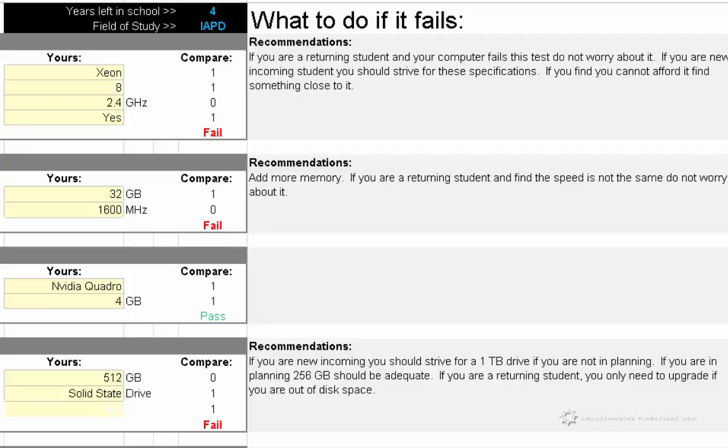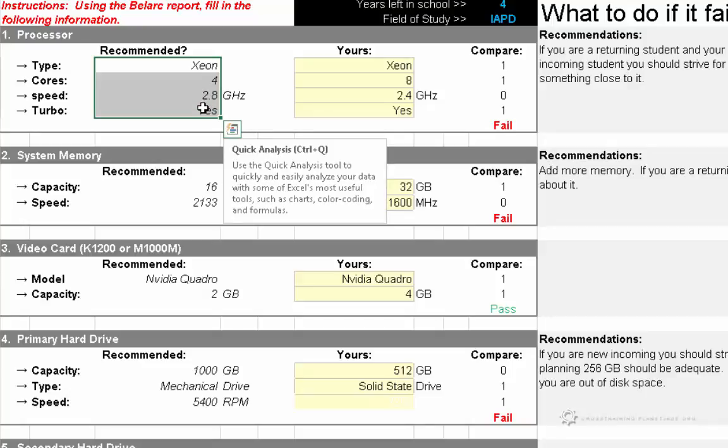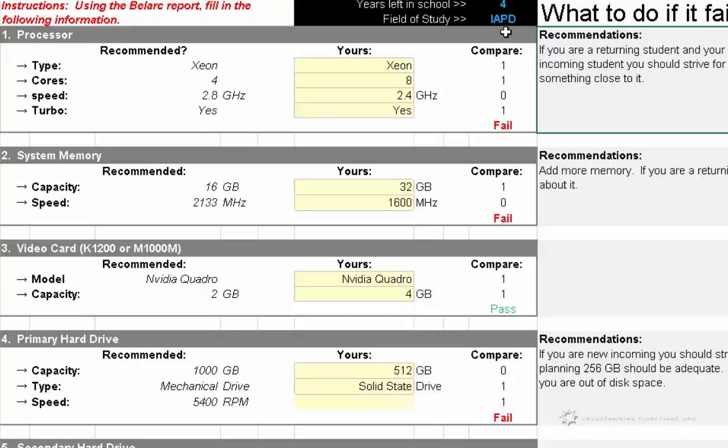The first one is to ignore. The second one is to do an upgrade, and the third is to either buy new or replace your computer. So I'm going to go through each of these categories and run through some scenarios on what you may need to do. For this first one, under processor, if you are a new incoming student, you're likely going to want to make sure that all of these categories match your computer as closely as possible. Again, this is for interior architecture and product design.